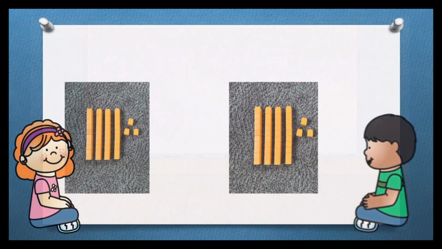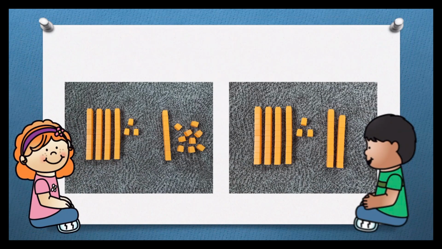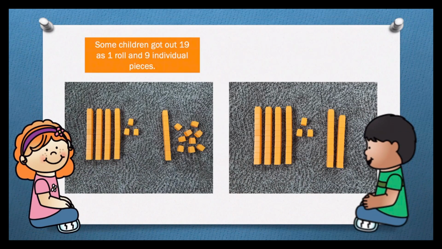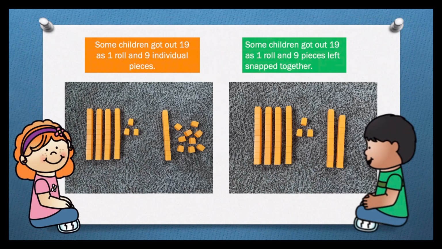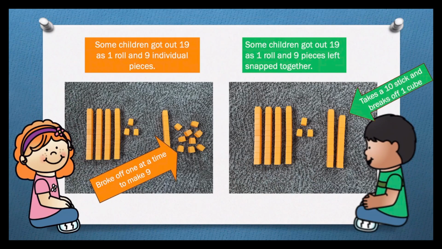By contrast, other students got out 4 rolls and 3 pieces, and then got out 19 as 1 roll and 9 pieces. Some of these children created a pile of 9 ones, while others had the 9 cubes snapped together. Most likely, those that created a pile of 9 ones broke off 1 at a time while counting up to 9, while those that had the 9 snapped together most likely took a 10-stick, a roll, and broke off 1 piece to leave 9.